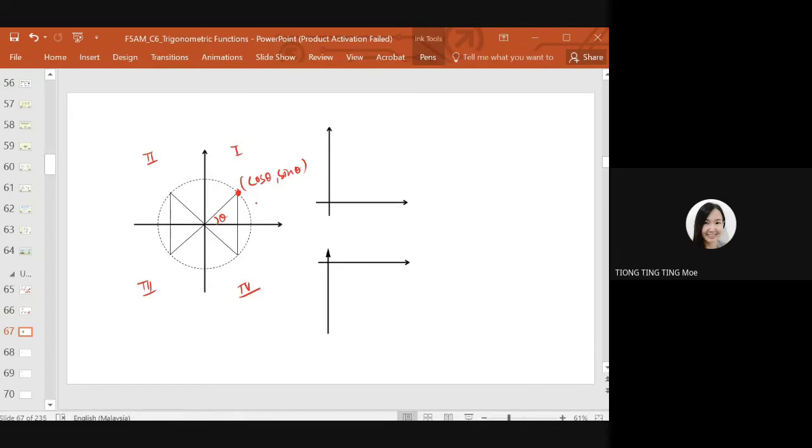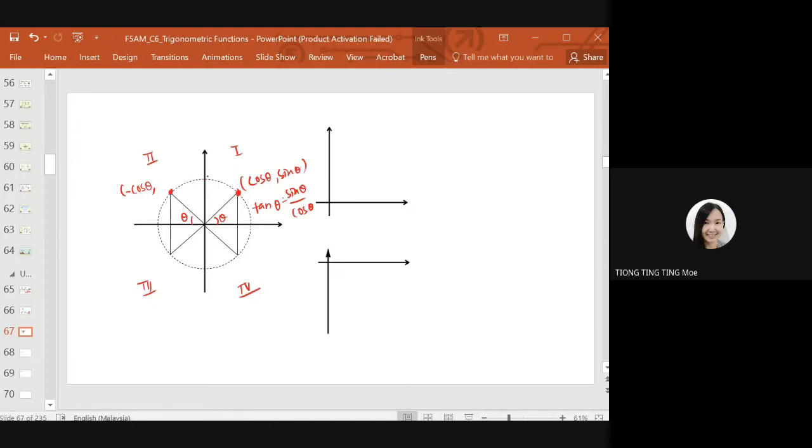So tangent is also equal to sin over cos. So all positive, all positive. Then how about this one? The second one, what is the coordinate here? Cos theta. So is the cos here positive or negative? You see, it's on the left-hand side. Oh, left-hand side is negative. Cos is x, the x coordinate is negative. So it's negative cos theta. Straightforward, change to negative cos theta.